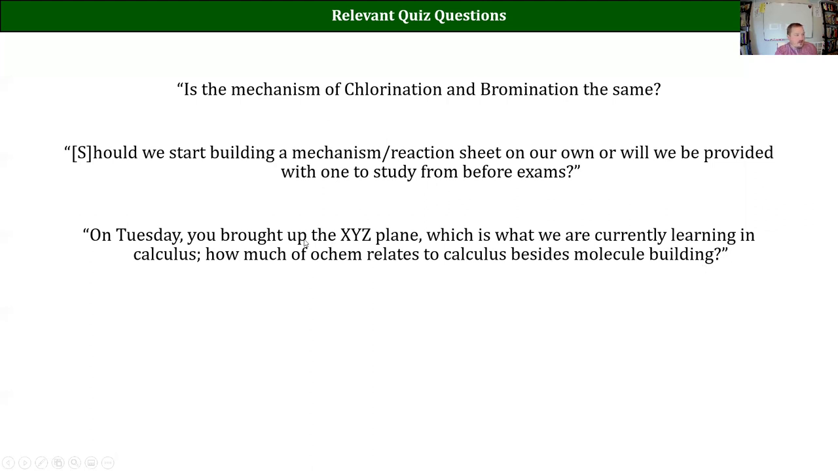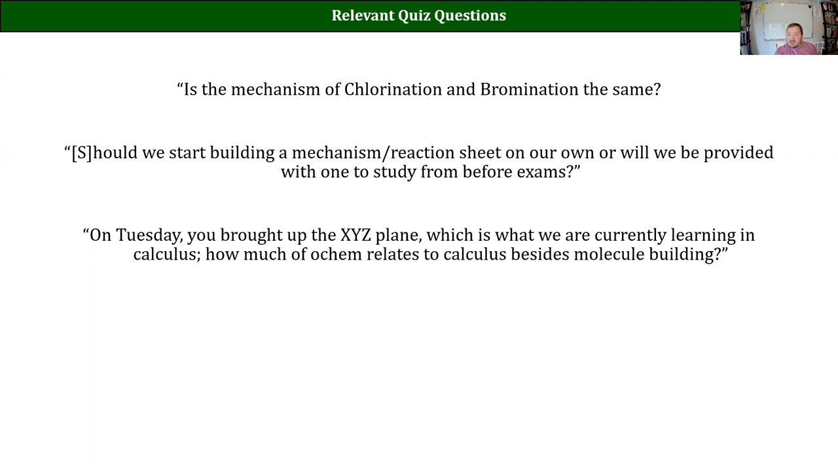And then Stephanie brought up that in calculus, you're learning about XYZ planes and three-dimensional coordinates. How much of OCHEM relates to calculus besides building the molecules in 3D? It depends on how in-depth you want to go, but all of the quantum mechanical stuff is based around calculus. It's calculus and linear algebra at the same time. It's matrices of calculus functions that you mix together to make those molecular orbitals. The shape of those molecular orbitals is a lot determined by calculus.